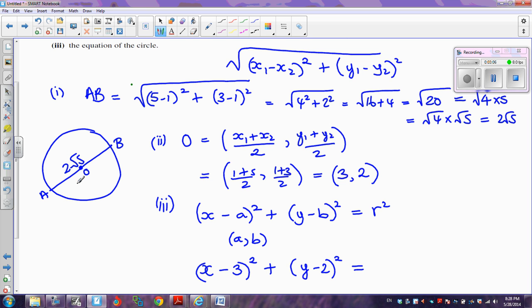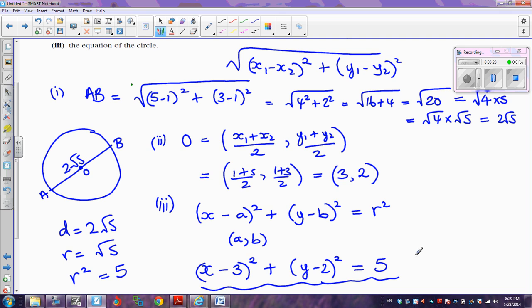Now, if we look over here, the diameter of my circle is 2 root 5, which means that the radius is half of that, which is going to be root 5, and then the radius squared is going to be the square of the square root of 5, well that's just 5. So the right hand side here is just 5, and there's the equation of the circle.